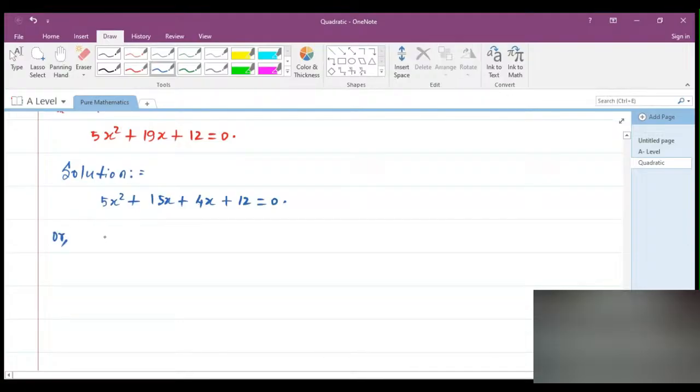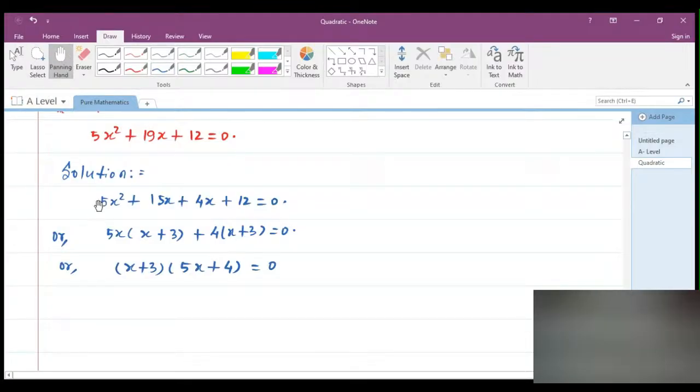We take 5x common, then we get 5x into x plus 3, plus we take 4 as common, then we get x plus 3 equal to 0. So the next step here will be we take x plus 3 common, and here will be 5x plus 4 equal to 0.